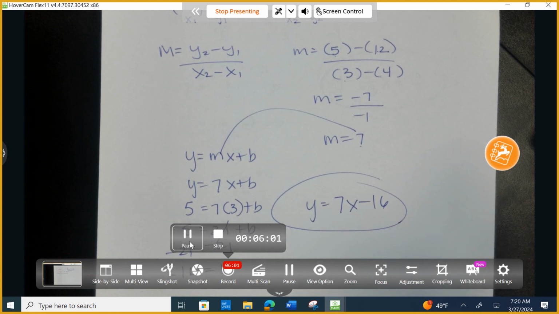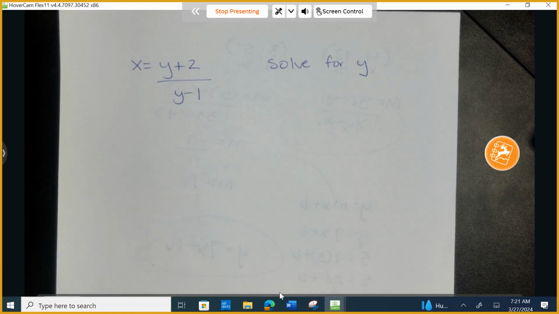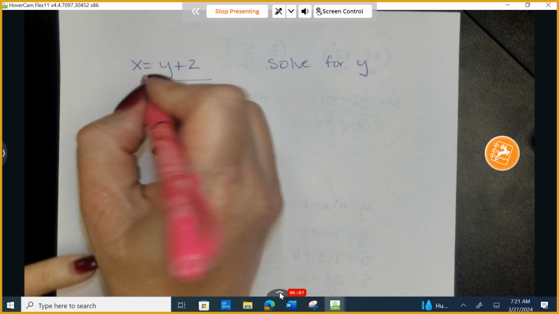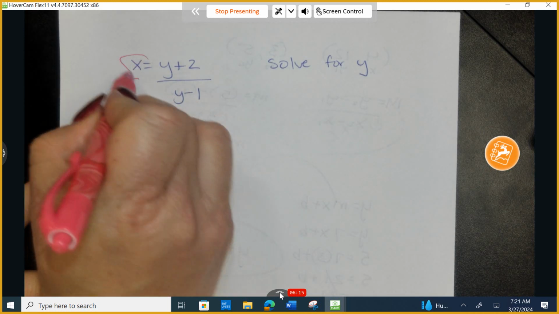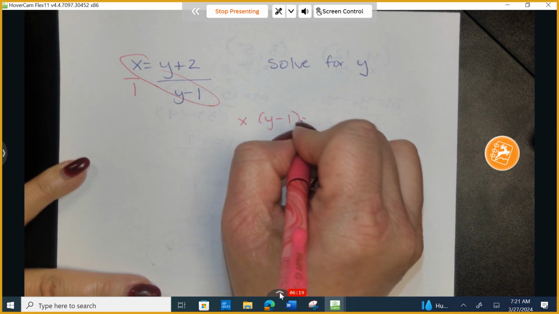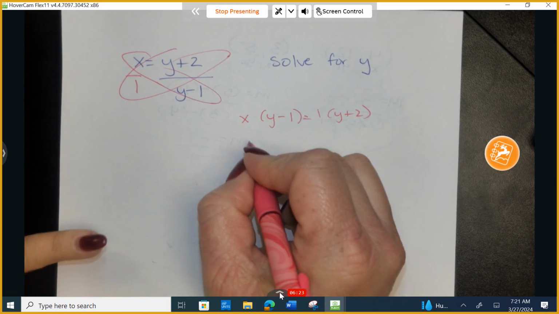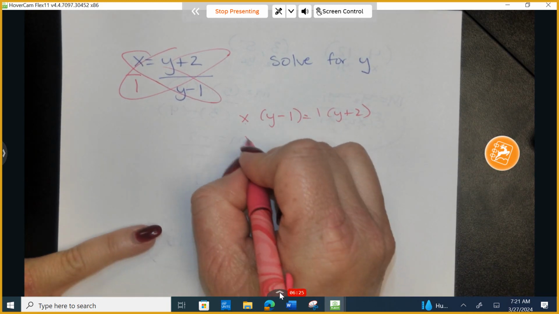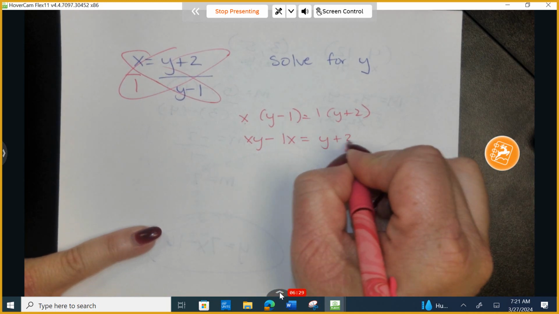This is like question 8. We're solving for y. And so I'm going to go ahead and put a 1 underneath the x. Remember, I can always put 1 underneath any value or variable. And I'm going to cross multiply here. So x times the quantity y subtract 1 equals 1 times y plus 2. Now I'm going to distribute here through to get xy minus 1x equals y plus 2.